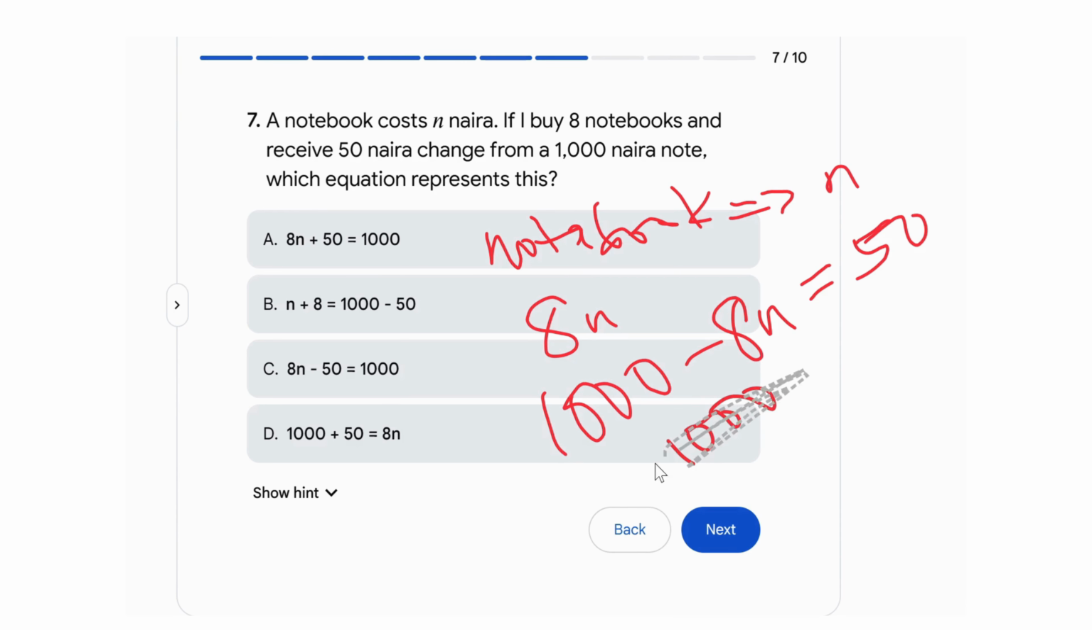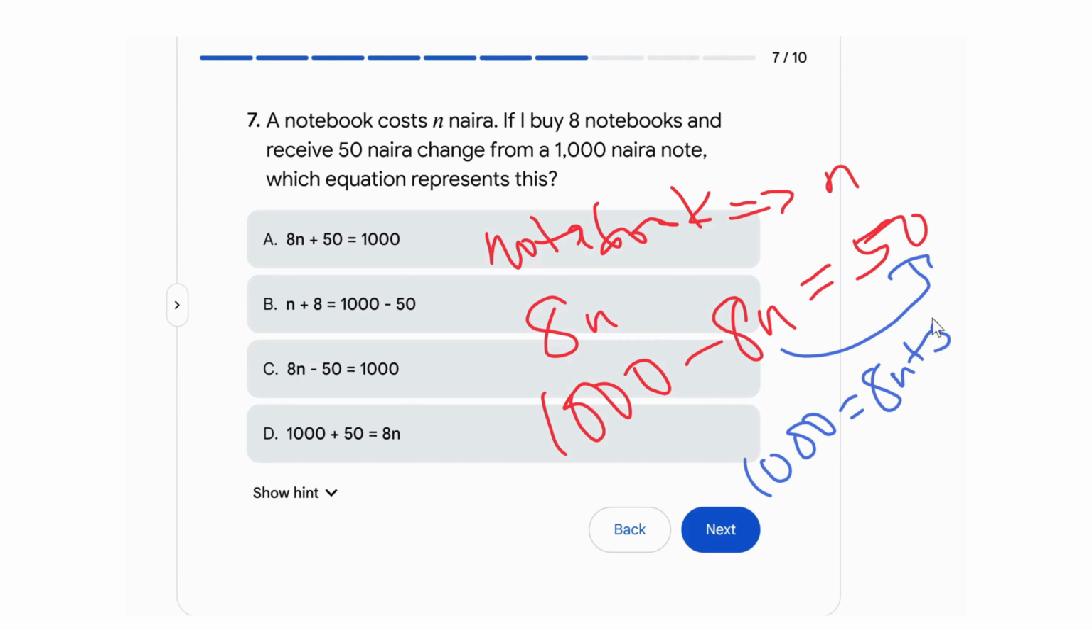Let's look at this one. 8N minus 1,000 equals 50. 8N minus 50 equals 1,000. 8N plus 50 equals 1,000. If I take this 8N to the other side, you'll have 1,000 equals 8N plus 50.